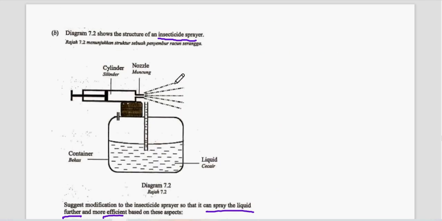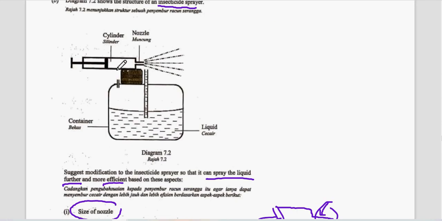Because inside here we need air. Dalam kosong, this is nothing inside. It means that there will be air inside here. So when the length of the cylinder is longer, it means that more air can be pushed. So the high velocity of air will be produced at this end. The Bernoulli's principle involved here will be like this.